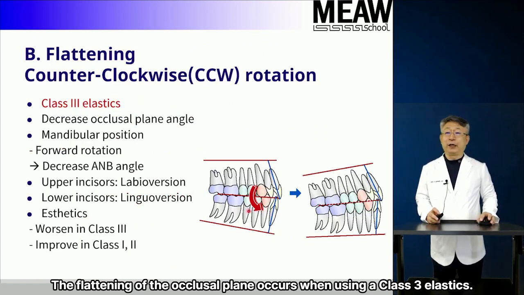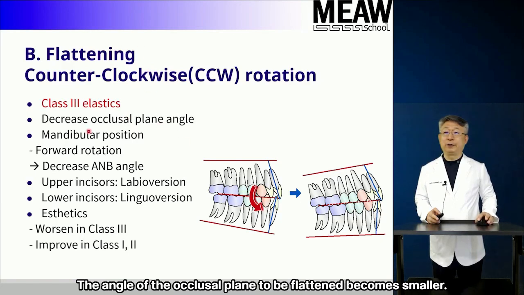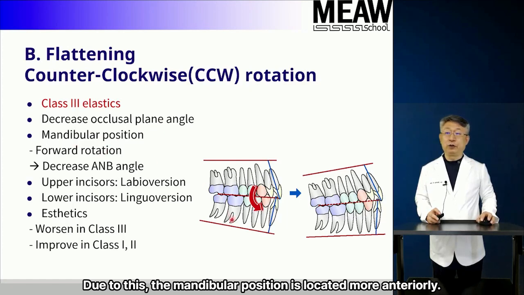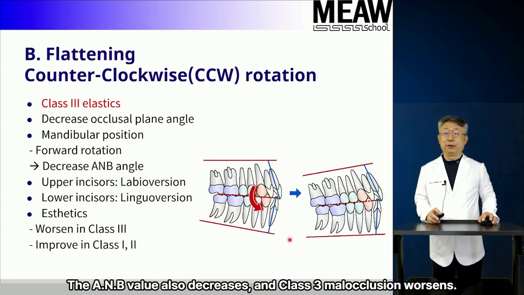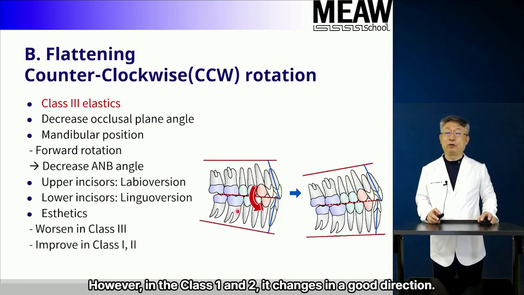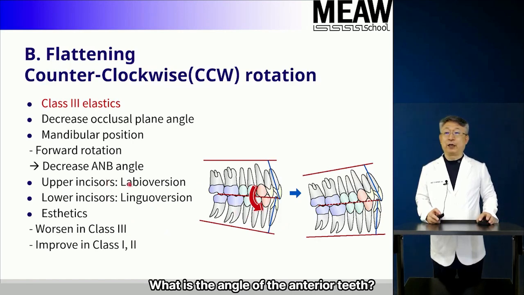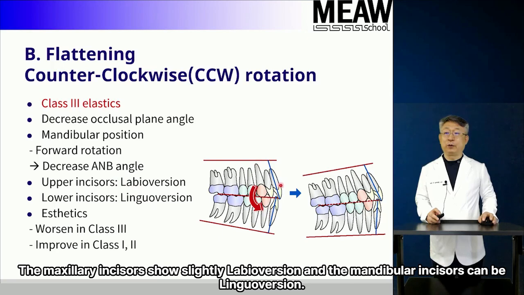The flattening of the occlusal plane occurs when using class 3 elastics. The angle of the occlusal plane to be flattened becomes smaller. Due to this, the mandibular position is located more anteriorly. The A and B value also decreases, and class 3 malocclusion worsens. However, in the class 1 and 2, it changes in a good direction. What is the angle of the anterior teeth? The maxillary incisors show slightly labioversion, and the mandibular incisors can be linguversion.